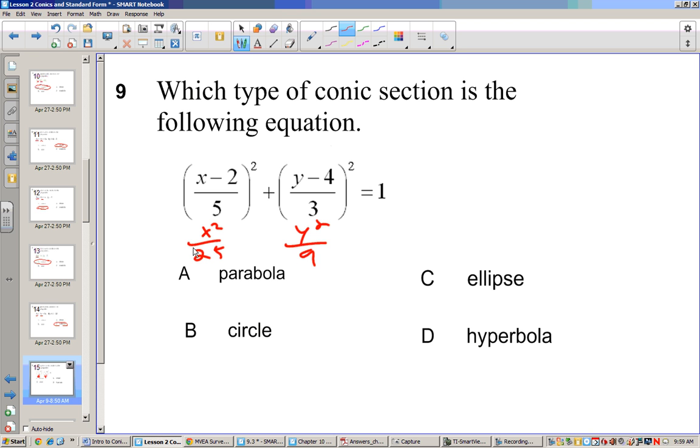These two coefficients, we could figure out the rest of these, but it really doesn't help us out much because we're just looking at the coefficients on the squareds. This is 1/25 and 1/9, same sign. So that's going to be an ellipse.